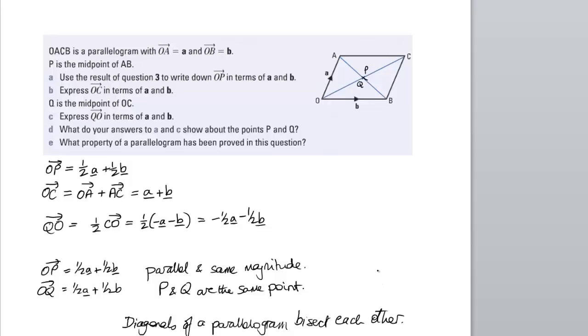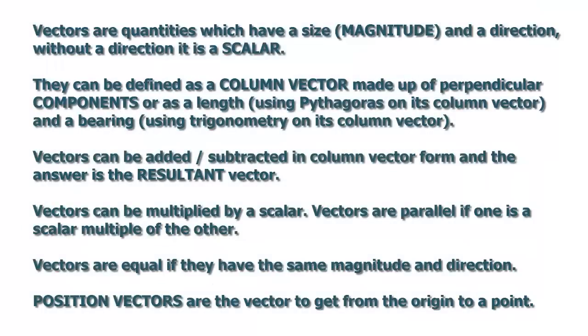Let's just recap what we've talked about. Vectors have a size, which we've called magnitude, and they have a direction. They can be defined as that magnitude and a direction, which could be a bearing. They can be defined as a column vector, which is made up of a horizontal part and a vertical part. Those parts are called components. We can add vectors together, and to do that we add them in column vector form, and the horizontal components are added and the vertical components are added. When you add vectors together, what you get is called the resultant vector.